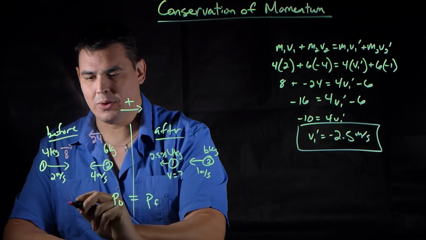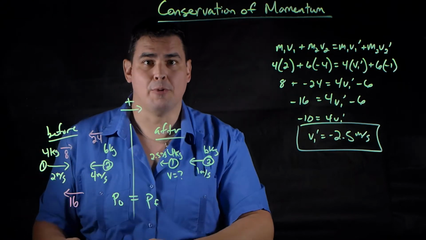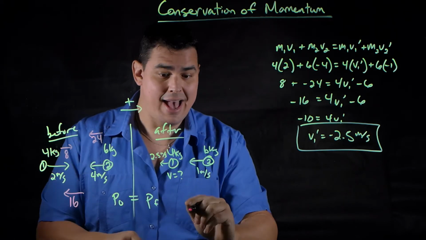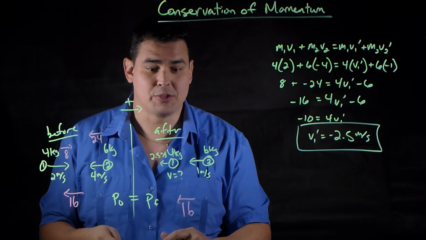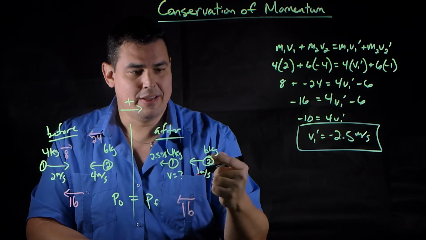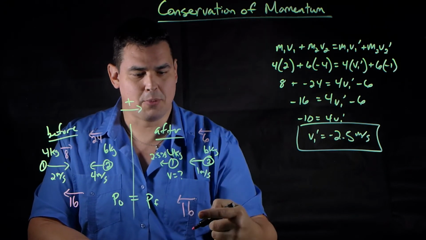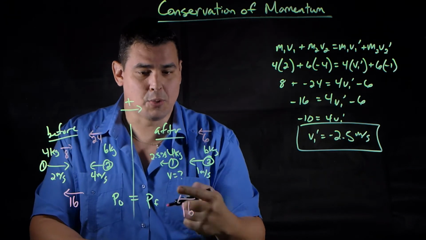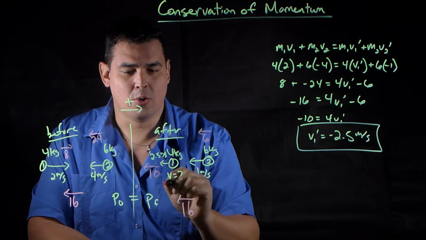This one's bigger, so I'm going to end up with 16 pointing this way. That's my momentum before. So I know over here, this has to be 16 pointing this way, right? It has to be. If you're in this universe, that's what it has to be. So this one is 6 pointing that way. See how this is 6 and this is 16? It's not there yet. This one has to be 10 pointing this way, in order for this to work out.